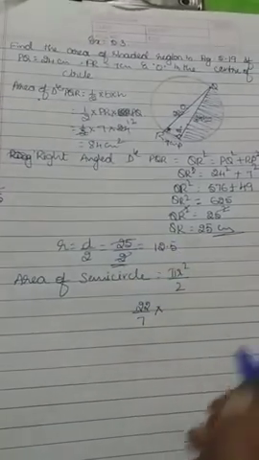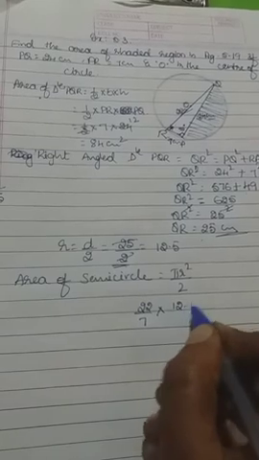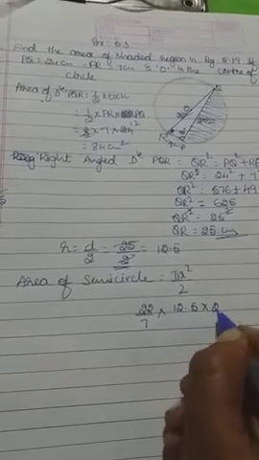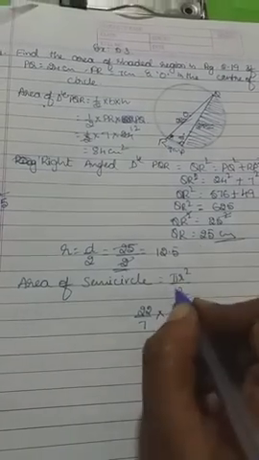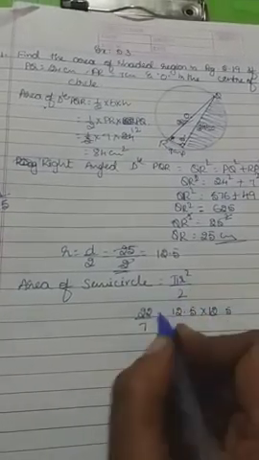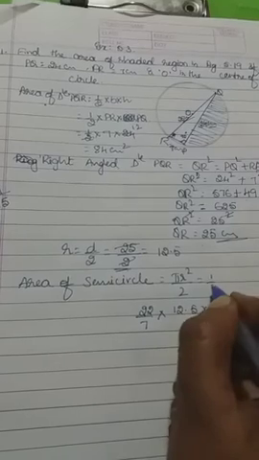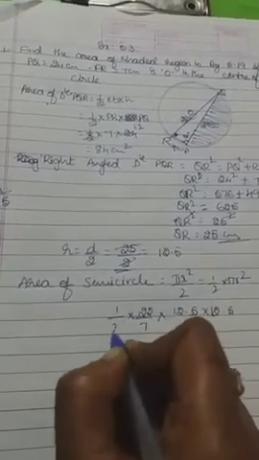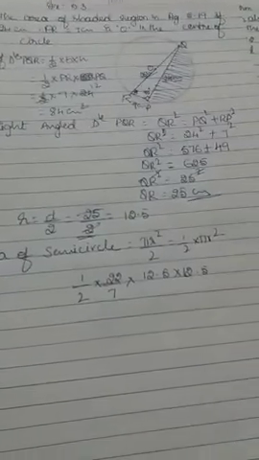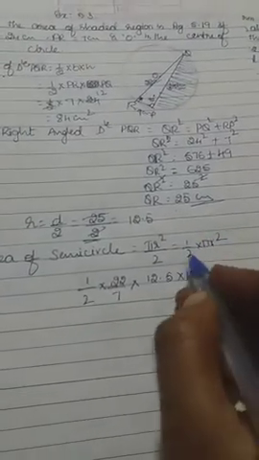So we can substitute 12.5 into 1 by 2 pi r square. This value is equal to 1 by 2 pi r square, right? So into 1 by 2 we can write here 1 by 2 into pi r square, nothing but pi r square divided by 2.